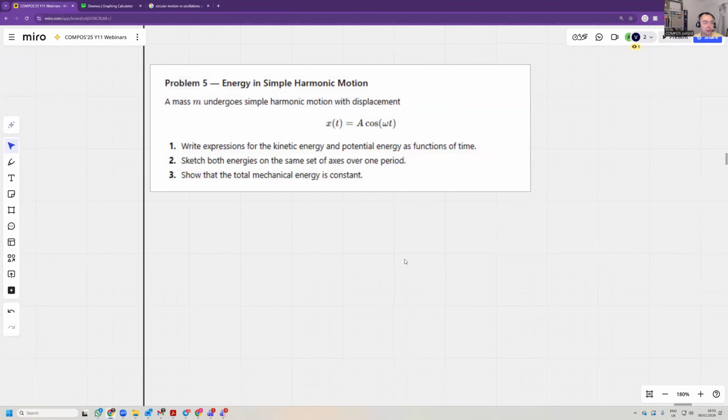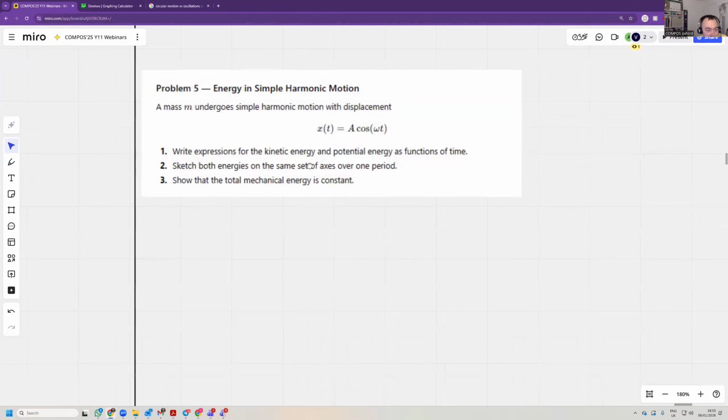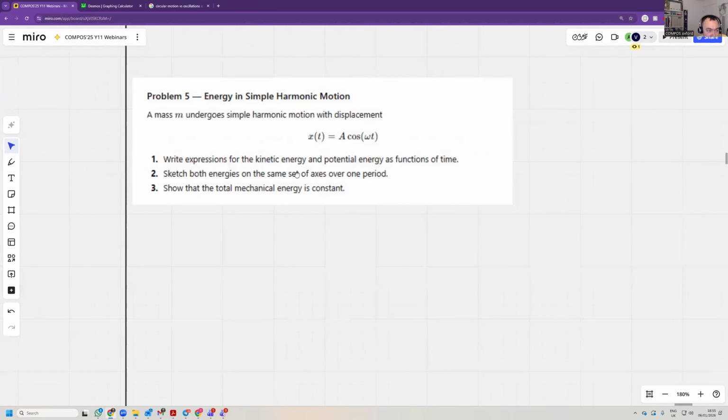Energy in simple harmonic motion. A mass undergoes harmonic motion with displacement. Find the expression for the kinetic energy and potential energy as functions of time.